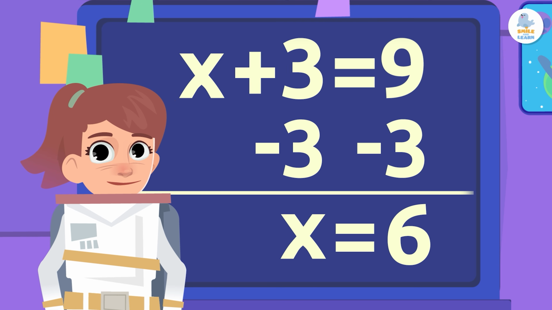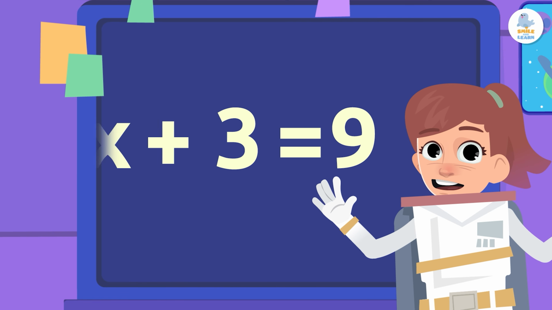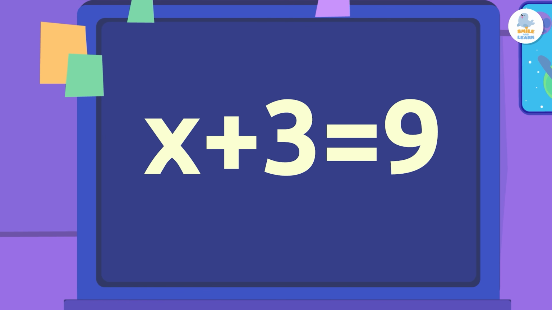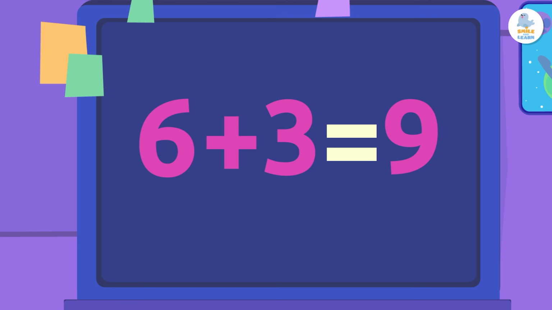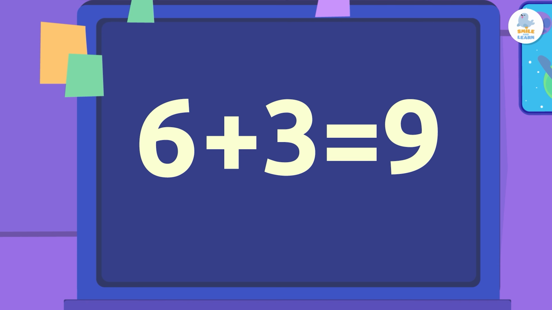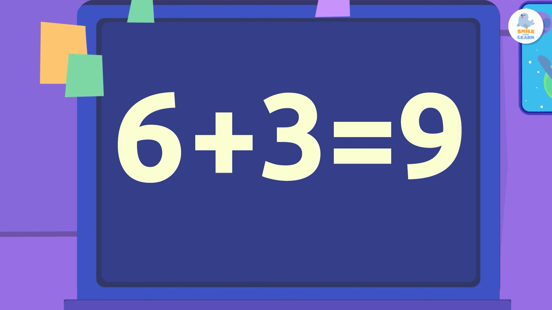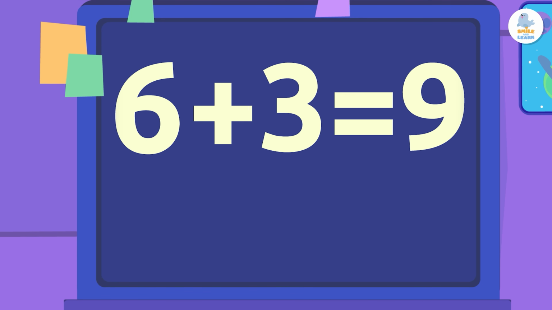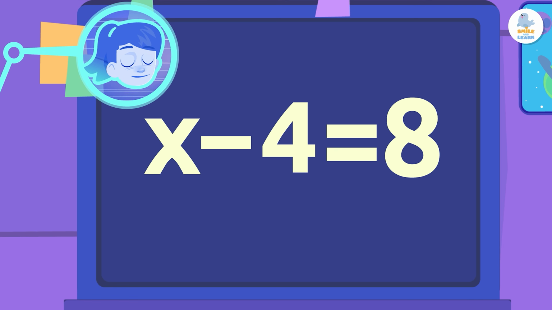Remember to check your work. To see if we solved for x correctly, we can plug the result into the initial equation. Let's try it. Now both sides of the equation have the same value. The equation is equal since 6 plus 3 equals 9. Now we know our work is correct. Shall we try another one?